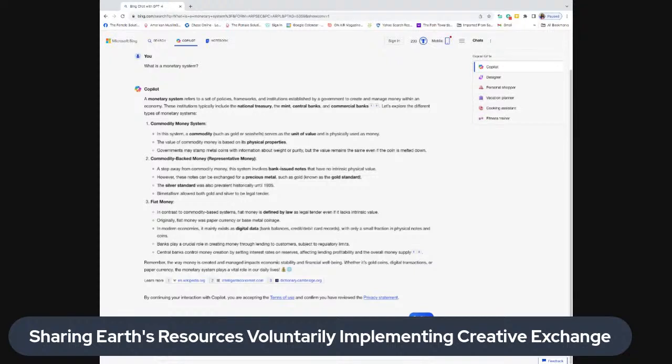Three is fiat money. In contrast to commodity-based systems, fiat money is defined by law as legal tender, even if it lacks intrinsic value. Originally, fiat money was paper currency or base metal coinage. In modern economies, it mainly exists as digital data, bank balances, credit and debit card records, with only a small fraction in physical notes and coins. Banks play a crucial role in creating money through lending to customers subject to regulatory limits. Central banks control money creation by setting interest rates on reserves, affecting lending profitability and the overall money supply.